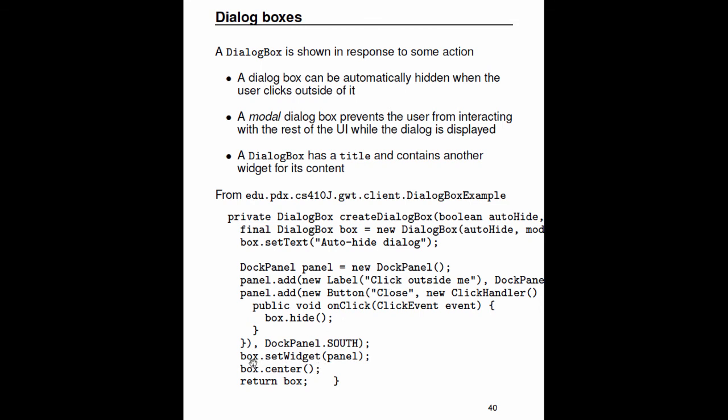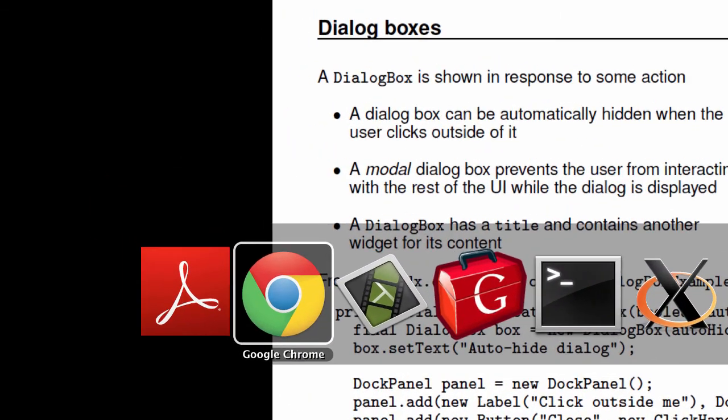So we're going to tell the dialog box that the panel should go inside the dialog box, and then we're going to display the dialog box in the center of the screen. Simply return it. Here's our example of the dialog box.